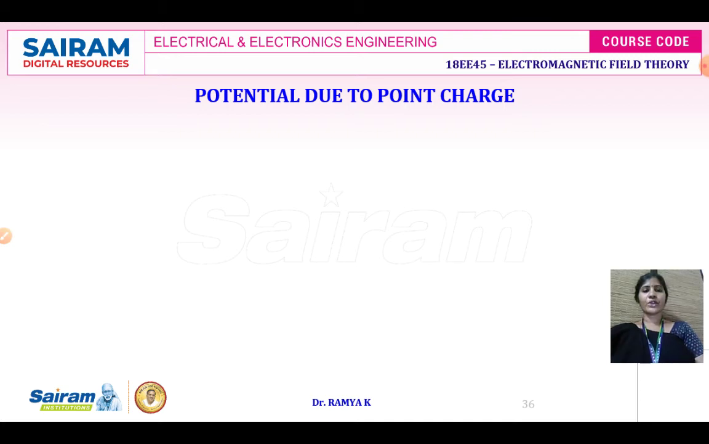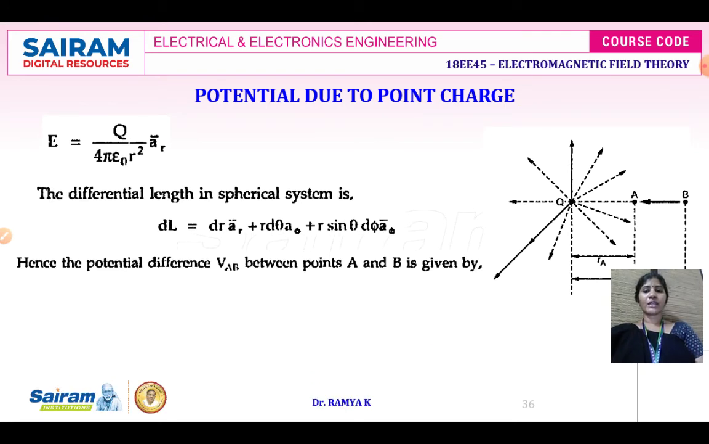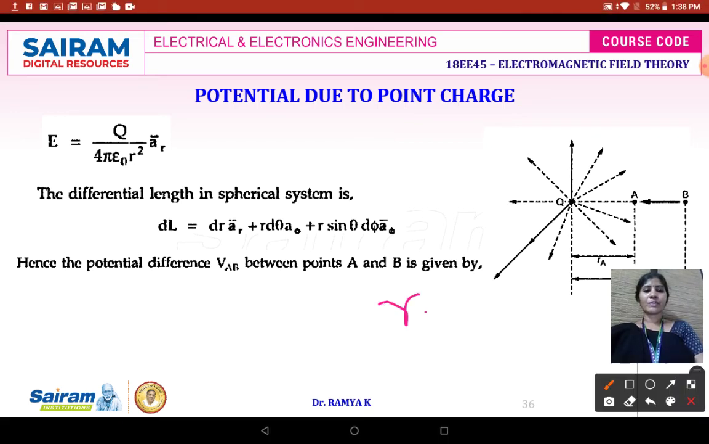Next is potential due to a point charge. It has already been discussed, but here the differential elemental length we have shown is with respect to the spherical coordinate system. In the spherical coordinate system, we'll be using a differential elemental length dL, as the three coordinates of your spherical system are R, theta, phi. So the differential elemental length is dr a_r, R d theta a_theta, R sin theta d phi a_phi.